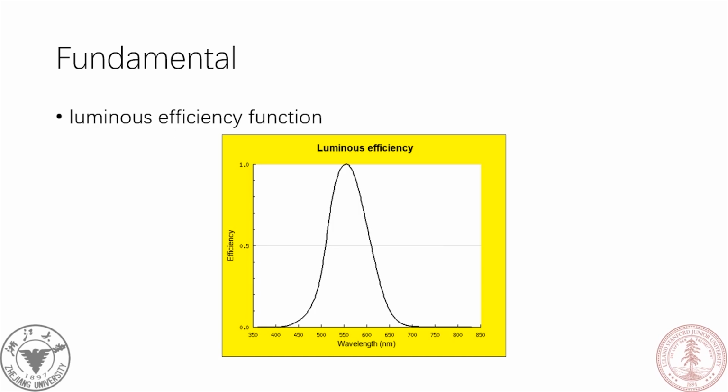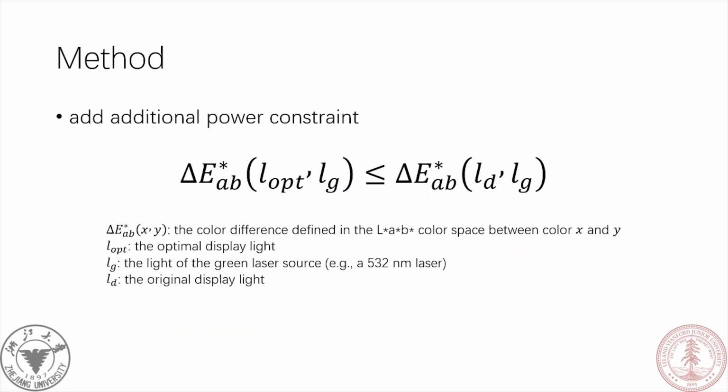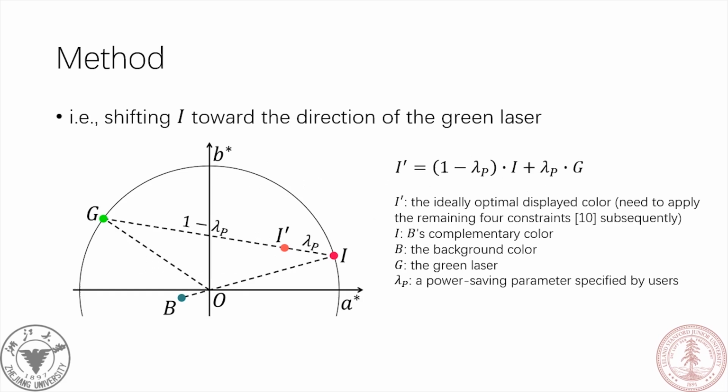Similar to the previous work, we manipulate the display light in both chromaticity and luminance to enhance the color contrast. By contrast, we introduce a new constraint, named power constraint, to reduce display power as much as possible. In particular, we shift the complementary color of the surrounding background toward the direction of the green laser under power constraint, and then apply the remaining four constraints like the previous work.